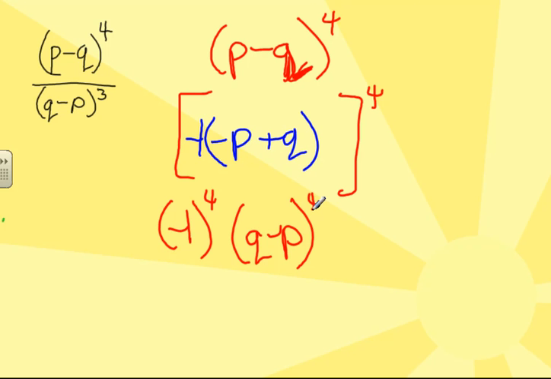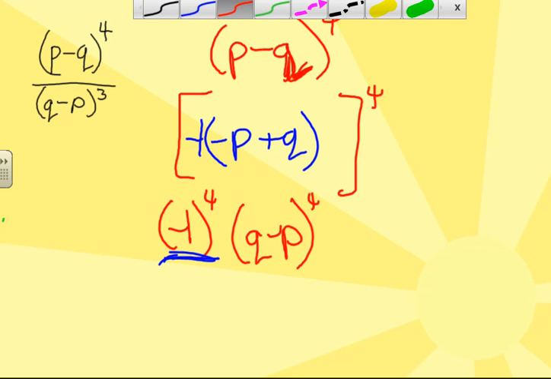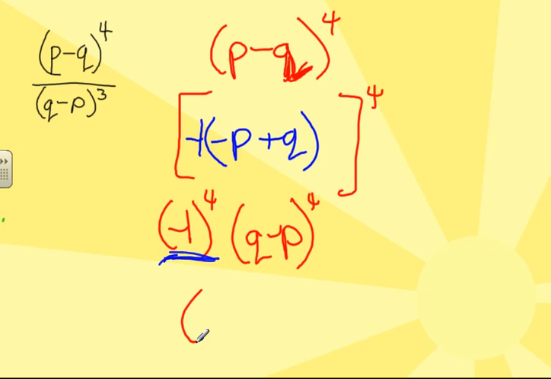So if this part here ends up just being a 1, I don't even have to write it down. So all I'm left with at the end is Q minus P to the power of 4. So even powers, I can just switch them around. You have to understand the reason why you're doing it, but you can do it.